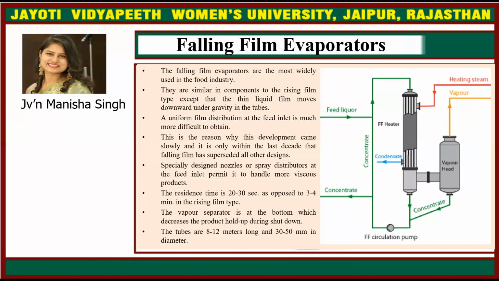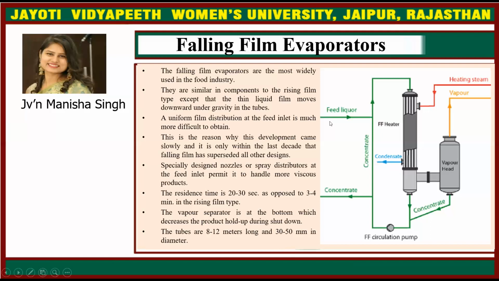Specially designed nozzles or spray distributors at the feed inlet permit it to handle more viscous products because they disperse the highly viscous food product. The residence time is 20 to 30 seconds as opposed to 3 to 4 minutes in the rising film type. The vapor separator is at the bottom, which decreases the product hold up during shutdown. The tubes are 8 to 12 meters long and 30 to 50 mm in diameter.